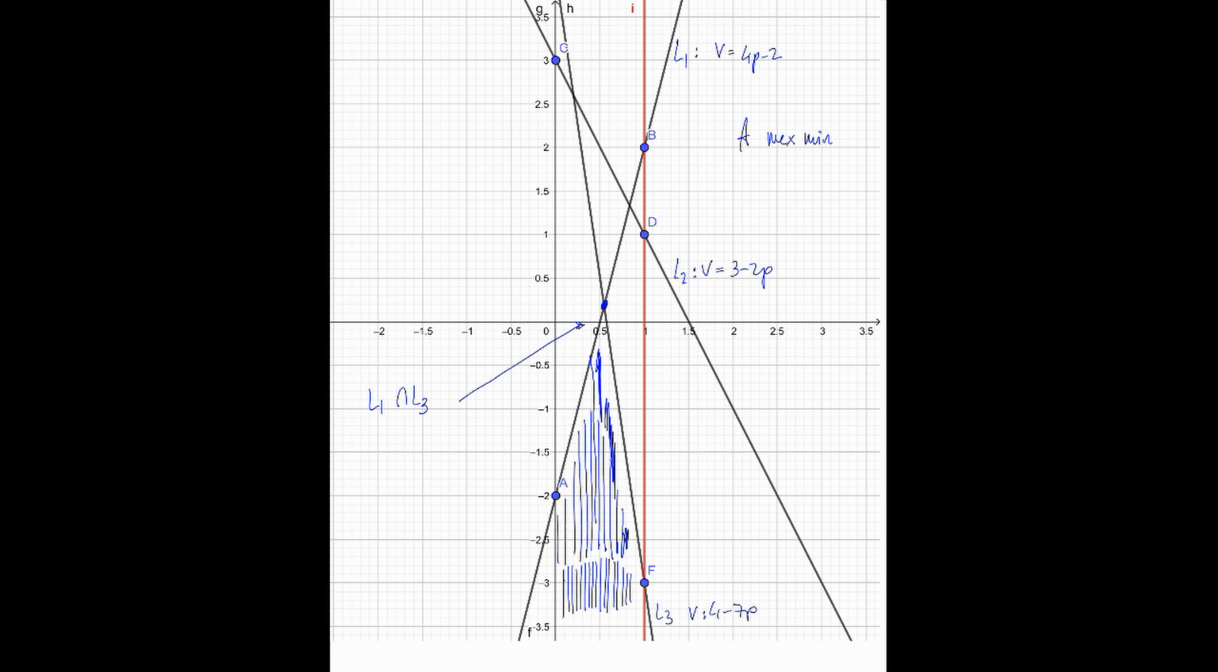So this is the minimum. The minimum goes up to minus infinity here, and then the maximum. And here you solve it. L1 intersection L3 means V equals 4P minus 2, and V equals 4 minus 7P. You solve for this, you get P equal to 6 over 11, and V equal to 2 over 11.